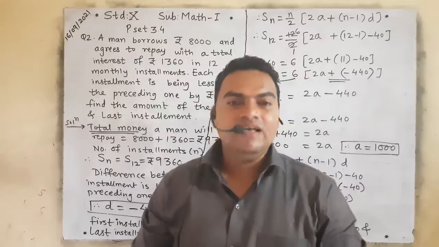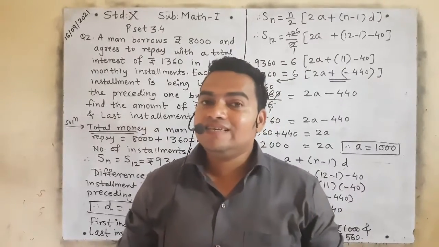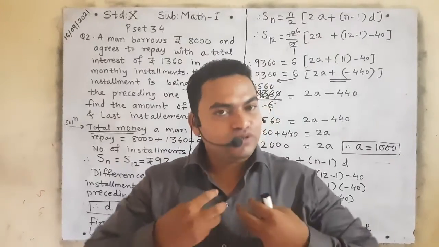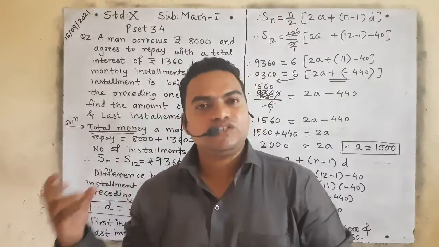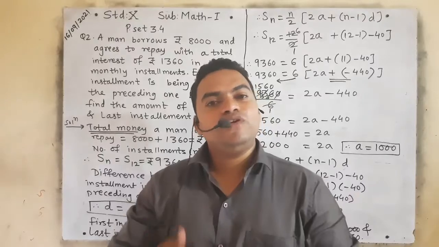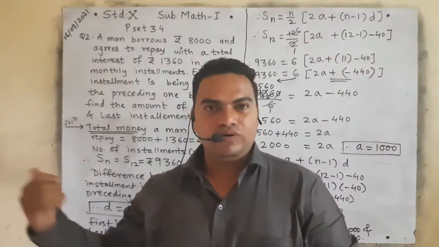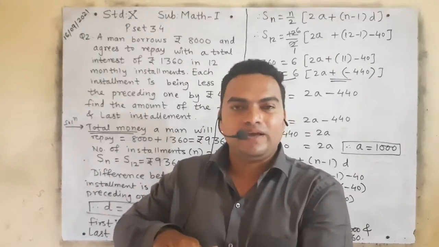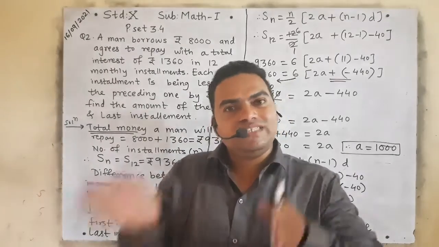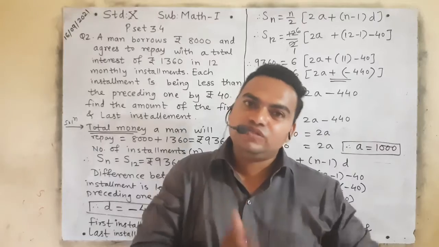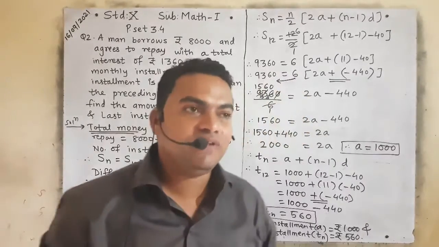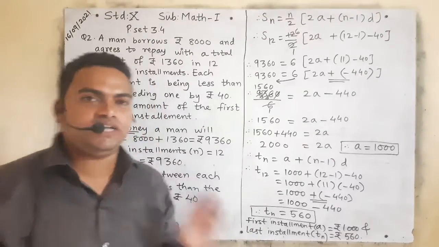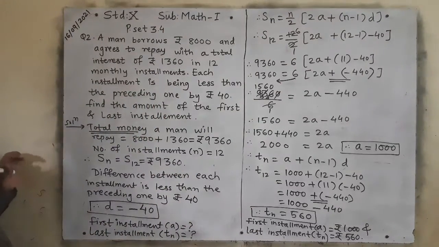So do you understand? So it means the difference is minus 40. Means each month I will give an installment which is 40 rupees less than the preceding amount. यानी पहले महीने में जो अमाउंट दी हुई थी उससे 40 रुपए कम, यानी अगले महीने में उससे 40 रुपए कम, in the next month उससे 40 रुपए कम. So that is why we will utilize the value of D, difference is equal to minus 40 rupees. Okay, so see what I have written here.